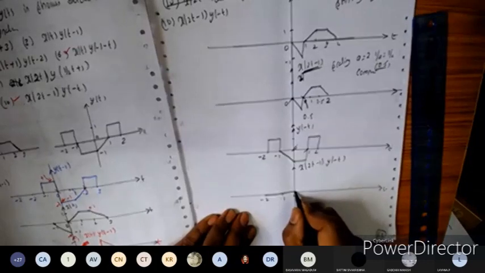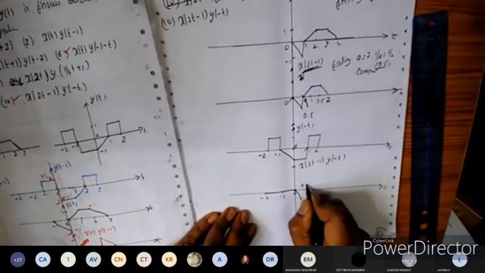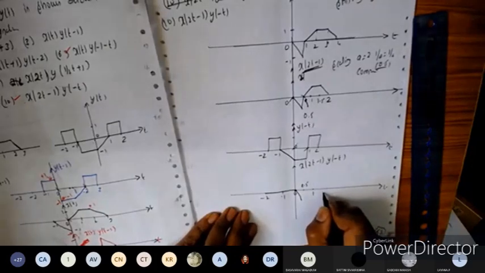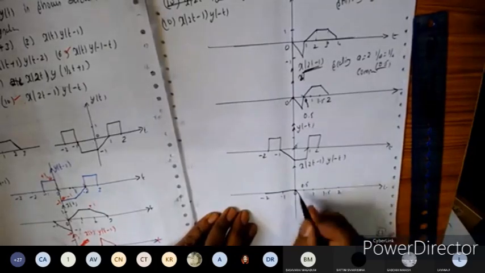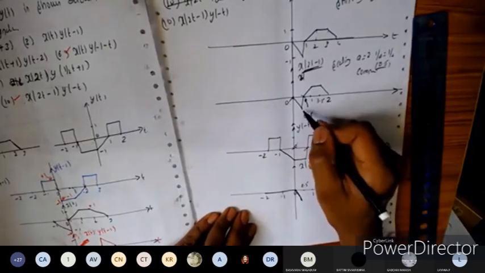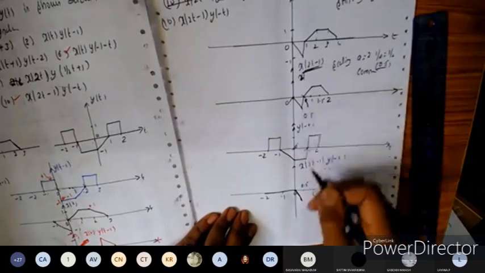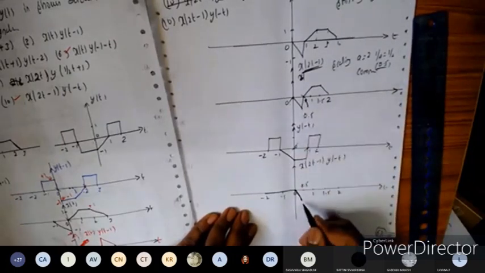So mark it here and draw. This is 0.5, 1, so 1.5, and 2 I'm going to take here. At t is equal to 0.5, it is minus 1. At t is equal to 0.5, it is minus 1 here. So we take like this.